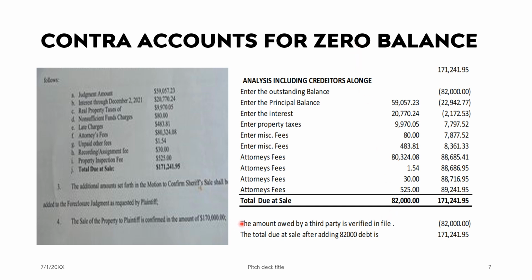But the important thing here is the amount owed by a third party is verified and filed. It's 82,000. And the total due at sale after adding the 82,000 debt is 171,241.95. So a lot of potential counterclaims here that should be sufficient to get this case judgment and sale overturned. I'm not an attorney. Only an attorney can make those kind of calls in terms of what they think is going to happen in this case, but I will say that this is a very contentious argument, and the preponderance of evidence here is in the favor of the homeowner, the title holder, or the original title holder.